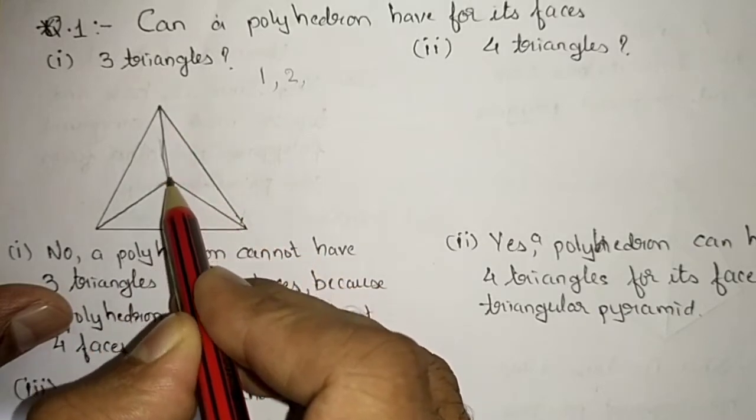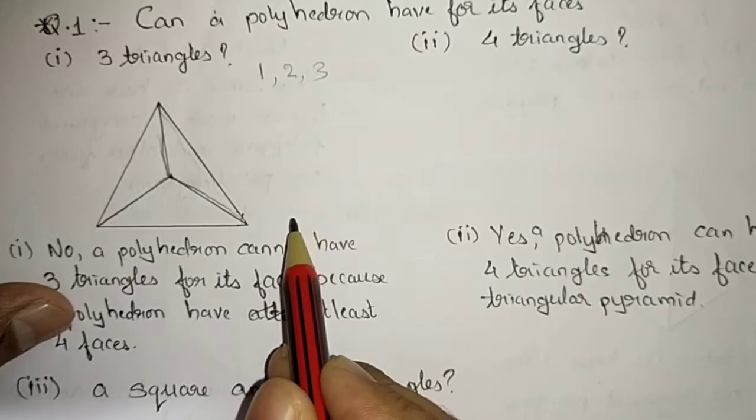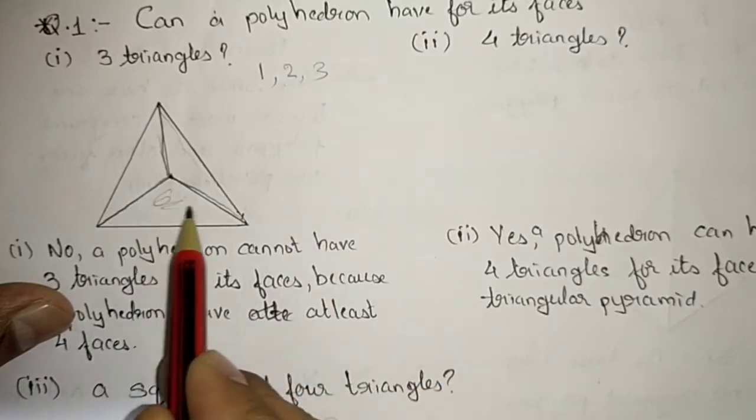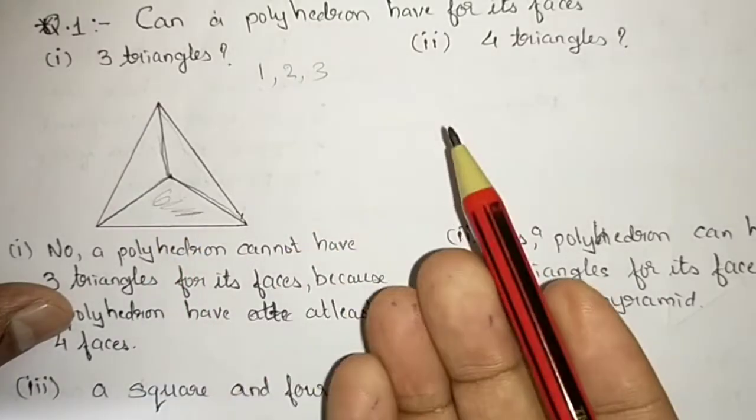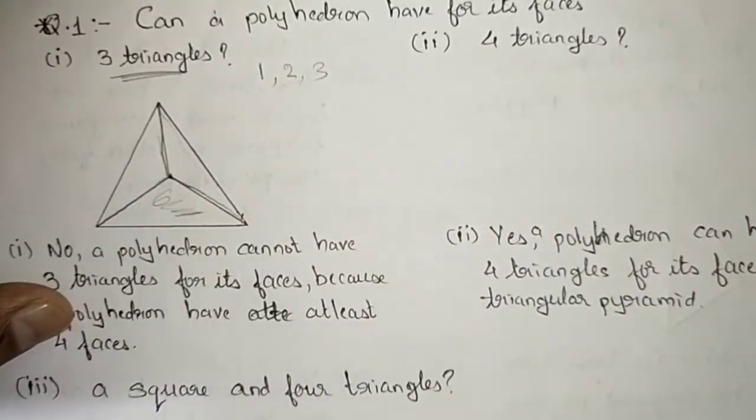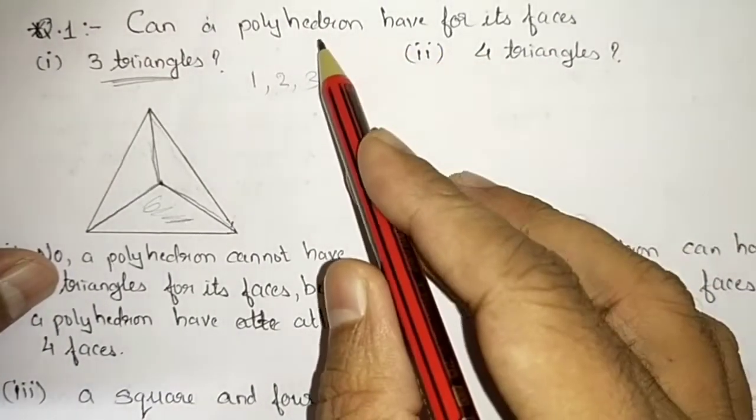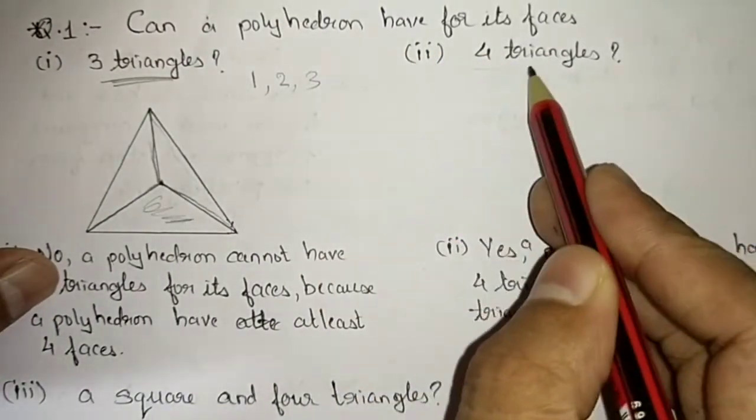Third triangle, I have placed it over here. Now what? This place is empty. So we cannot make a polyhedron with 3 triangles. Now, can we make a polyhedron with 4 triangles?